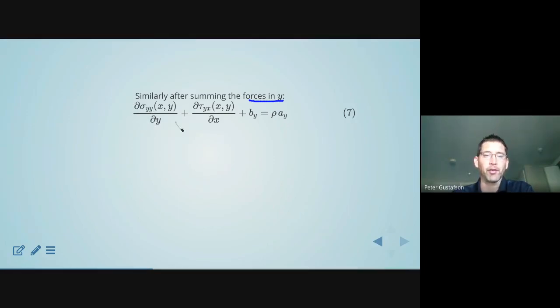And what we get as a result is d sigma yy dy plus d tau yx dx plus by, this is now the component of the body force in the y direction, is equal to rho times the component of the acceleration in the y direction.